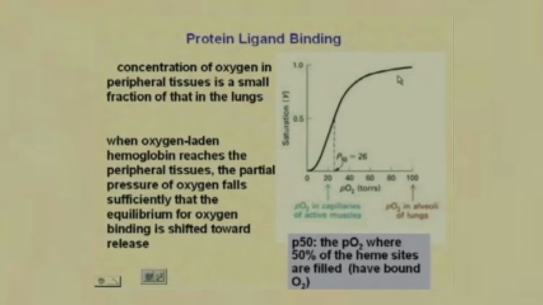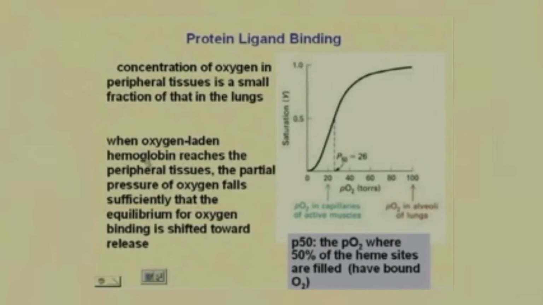But for hemoglobin, what can you have? You can have 1, you can have 2, you can have 3, or you can have 4. But usually what happens, it's either an all or none situation. Because as soon as one of the oxygen molecules binds to one heme, what does it do? It behaves in a cooperative fashion and it helps the binding of the other oxygen atoms also. So, the other oxygen atoms bind very quickly. So, what do we have? The concentration of oxygen in the tissues is a small fraction of that in the lungs, that we understand.